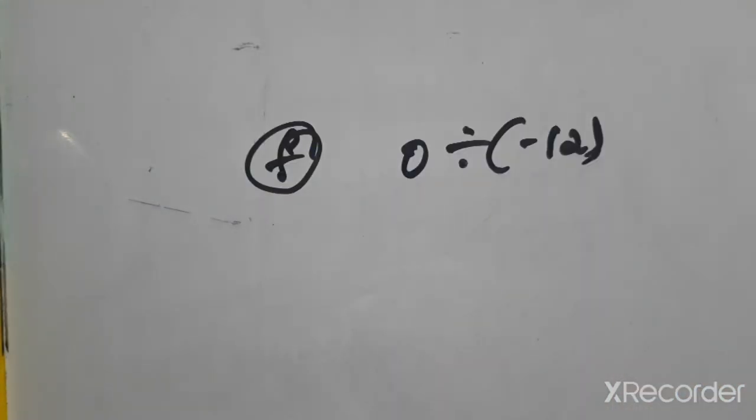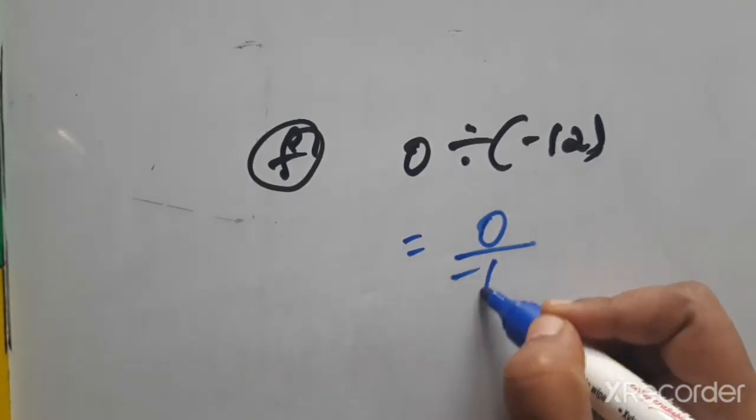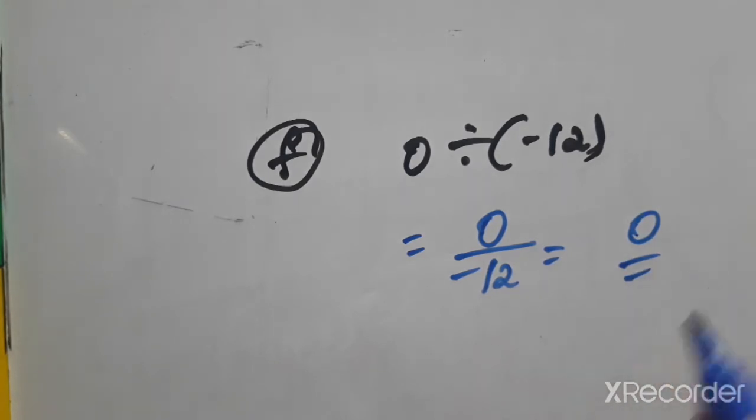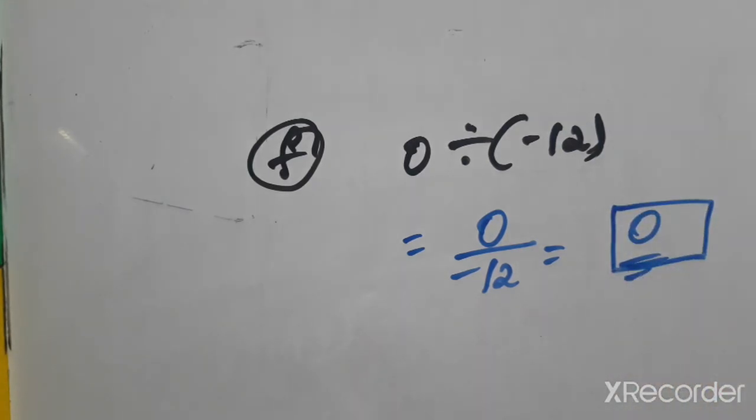Now F1, 0 divided by minus 12. 0 divided by any number means the answer is 0, and there is no symbol for 0. So 0 divided by minus 12 means 0. 0 is the answer, children.